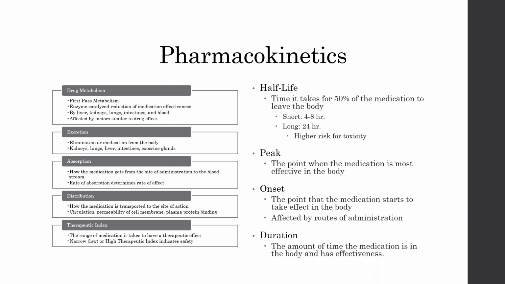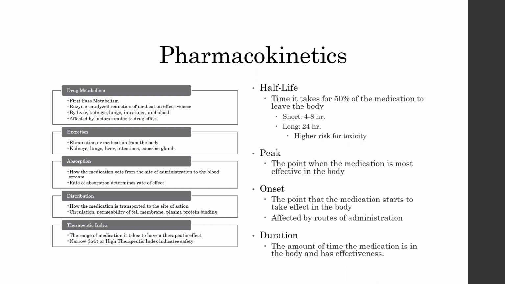Distribution is how the medication is transported to the site of action, and it is affected by things like circulation, permeability of the cell membrane, and plasma binding protein. Therapeutic index is the range of medication it takes to have a therapeutic effect. A narrow therapeutic index means there is a very short window between the medication becoming effective versus toxic.